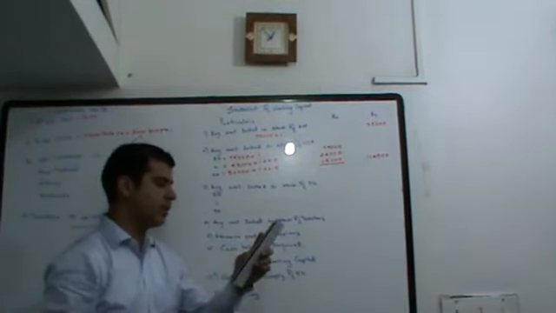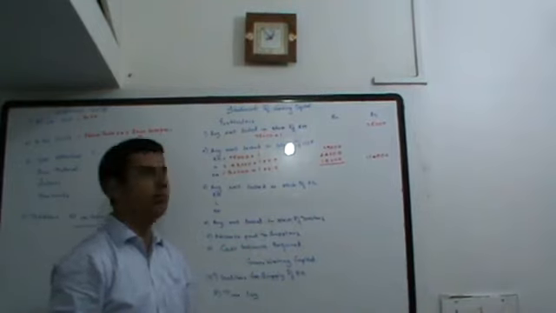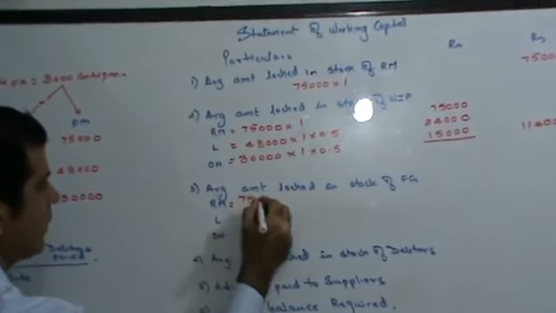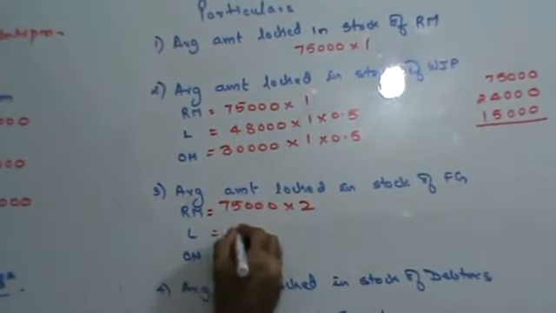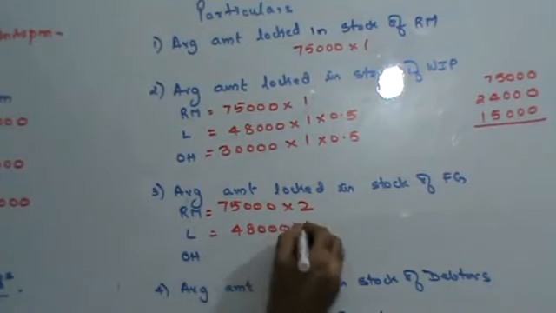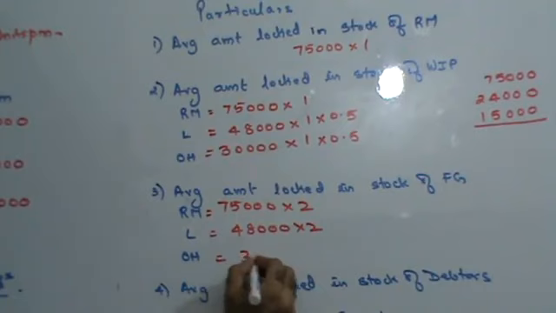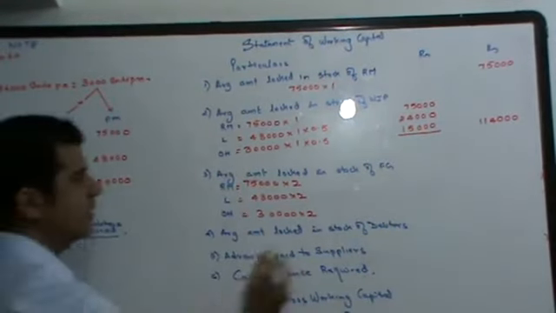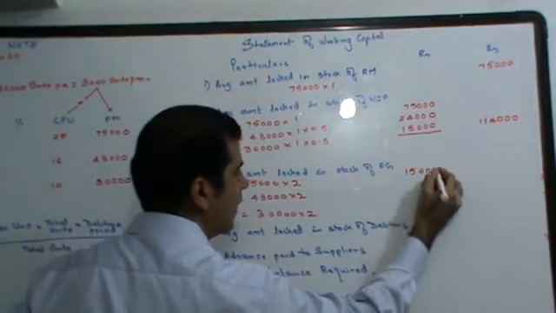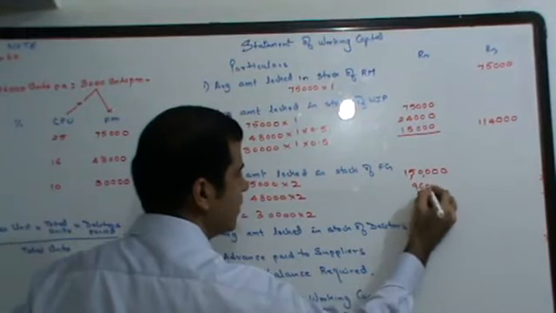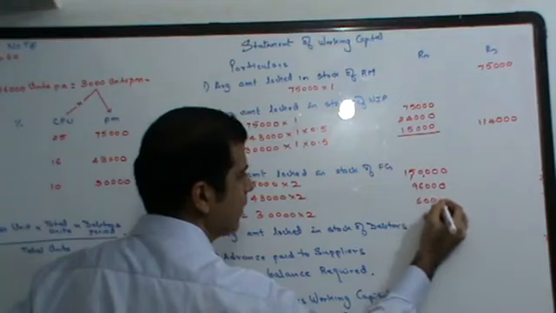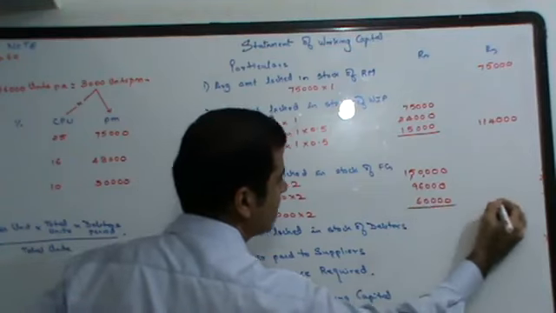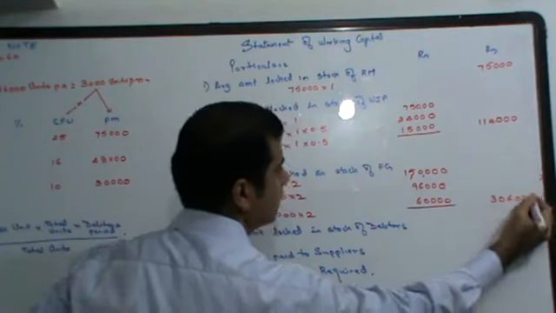Next, finished goods remain in stock for 2 months. Again, raw material, labor, overheads. This is 75,000 into 2, 48,000 into 2 and 30,000 into 2. Right? Raw material, labor, overheads are picked up from here and they have said 2 months. Now 75 into 2 is 1,50,000, 96,000 and 60,000. Right? When you add this will come to 3,06,000.